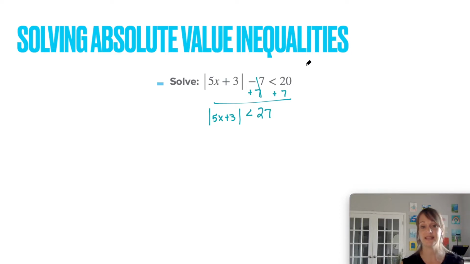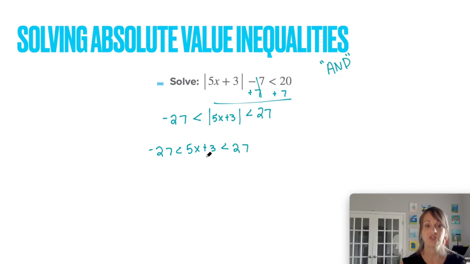Now, this is a less than. Less than means "and," so we are going to contain it. It has to be less than 27, but it's going to end up being greater than negative 27. It has to stay in between the positive 27 and its opposite, the negative 27. So in order to solve this, I can now get rid of the absolute value because I have contained it. I'm going to subtract 3 from all sides, and I will get negative 30 is less than 5x is less than 24.